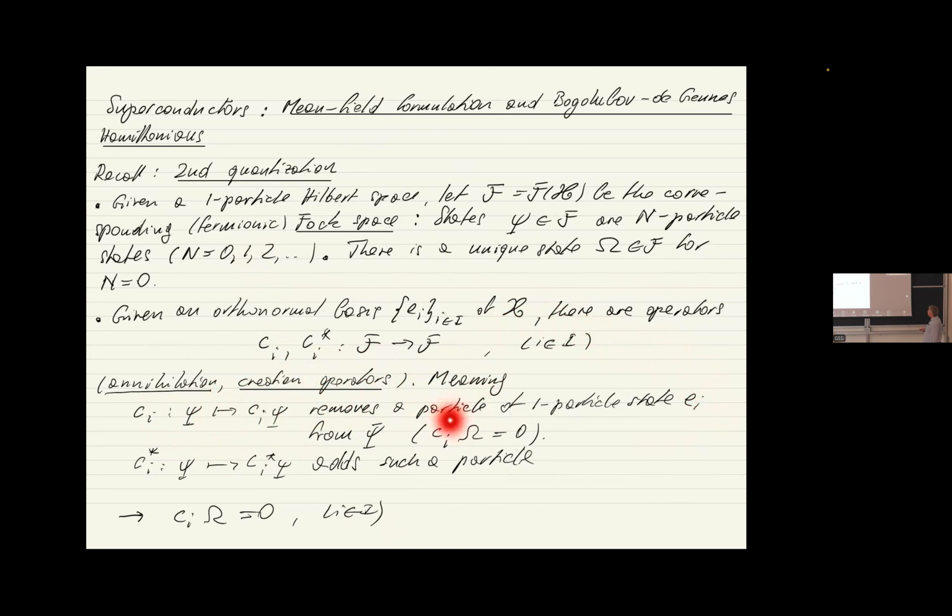And if you try to do this on the vacuum, well, then you will get 0. So in particular, to be clear, the vacuum is one state, it's not zero. But when you try to annihilate something from the vacuum, where there is nothing, then you don't get another honest vector again, you get 0. It is the opposite for the creation operator C_i star, which is the adjoint of C_i.